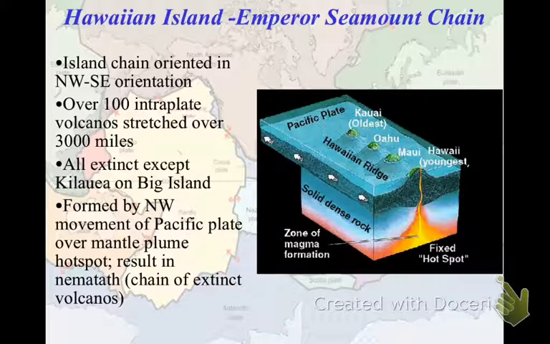So the plate is moving this way. It's moving in that direction, over the top of the hot spot. And whatever part of the plate is directly over the hot spot, we get an active volcano. Right now, that's the Big Island in Hawaii. And it's the Big Island because it's biggest, because it's being constantly supplied with magma. As you move away from the hot spot towards the northwest, the islands get older and smaller.